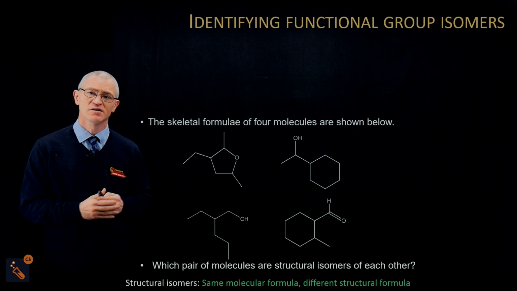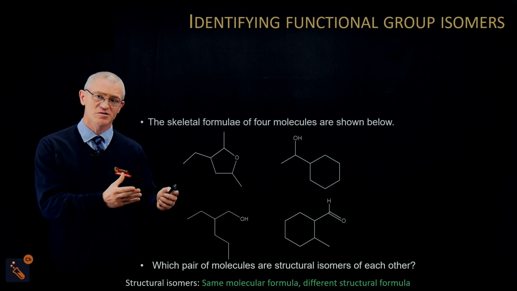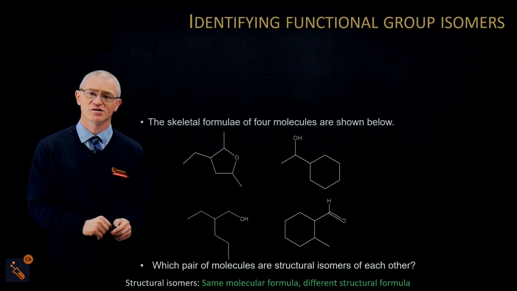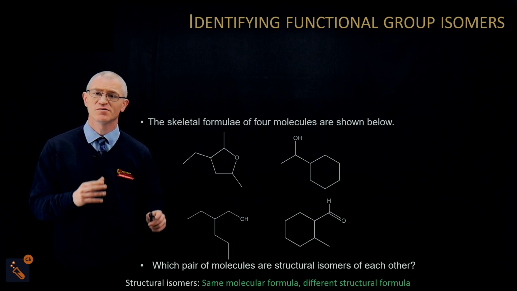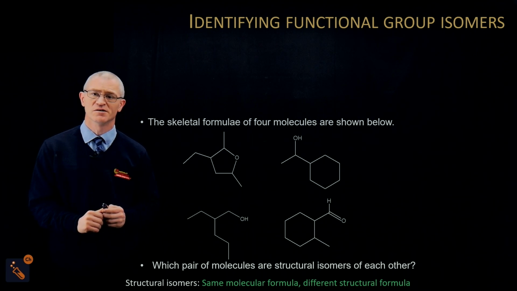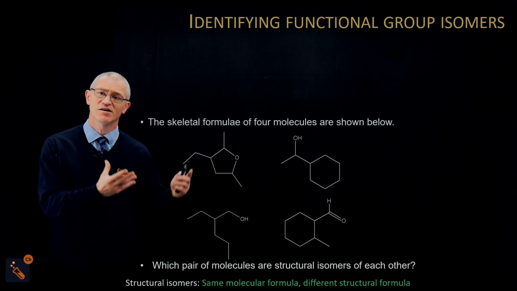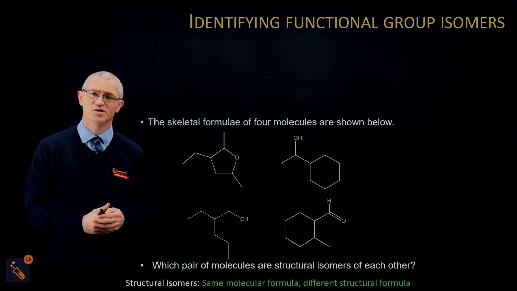So please do that. The skeletal formula of 4 molecules is shown below. They look quite complicated, and I want to know which pair are structural isomers. Structural isomers are the same molecular formula, different structural formula. So 2 of these have the same molecular formula. It's very obvious that they are different structural formulas.